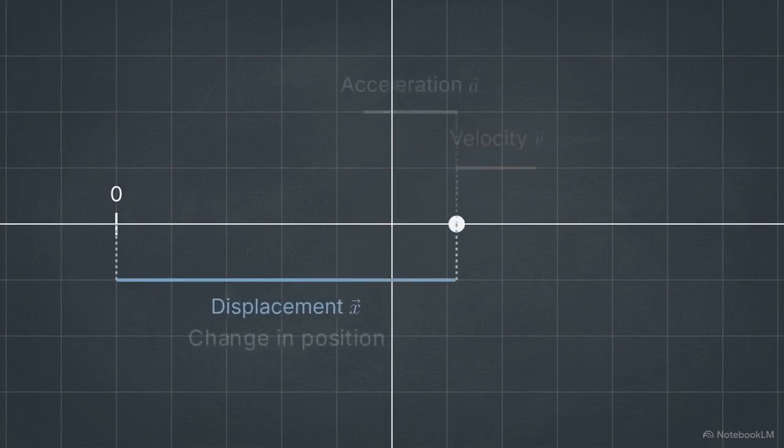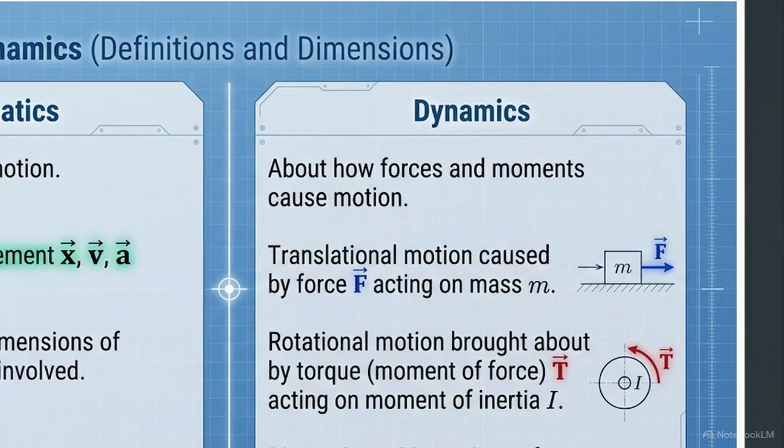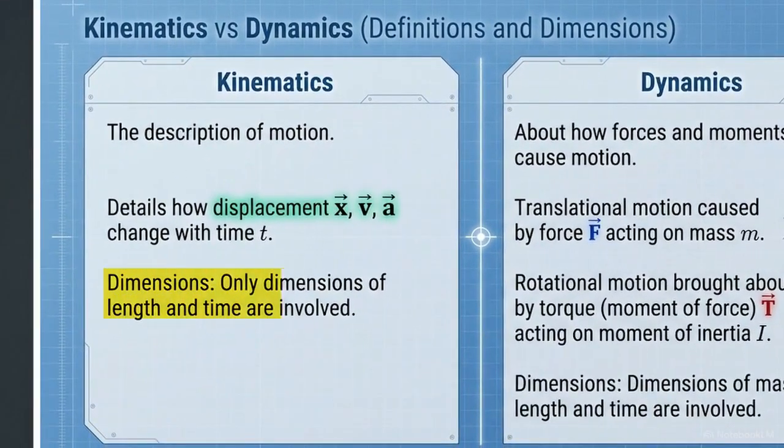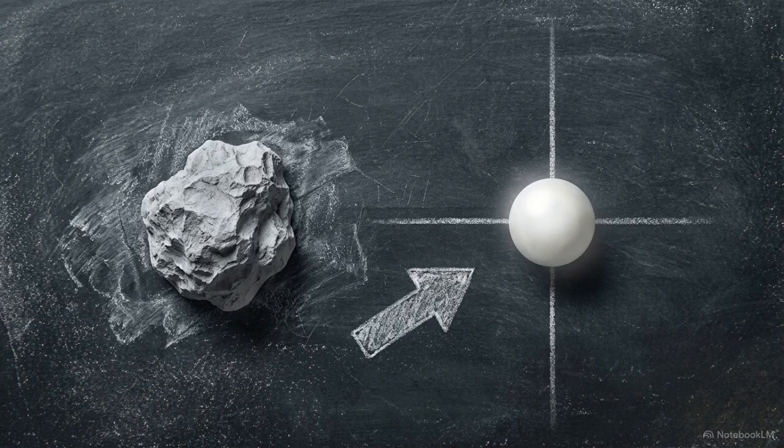Displacement is the change in position of an object, represented as a vector. This chart illustrates how kinematics differs from dynamics. The right side shows dynamics, which accounts for mass and force, the physical causes behind movement. We will focus on the left column, where only the dimensions of length and time are involved. By setting aside mass and force, we create a geometric playground where motion is decoded using two variables, space and time. To build this framework, we reduce the object to a mathematical particle, a dimensionless point in space.